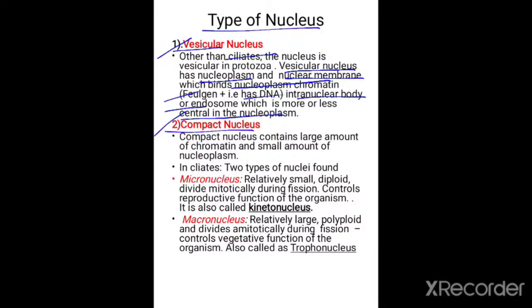Now let us come to the compact nucleus. The compact nucleus contains a large amount of chromatin and a small amount of nucleoplasm, and this is observed in ciliates. Again, ciliates are classified as having two nuclei, one is the micronucleus, the other one is the macronucleus. Micro means small; it is diploid and divides mitotically. The macronucleus is relatively large, is polyploid and divides amitotically.